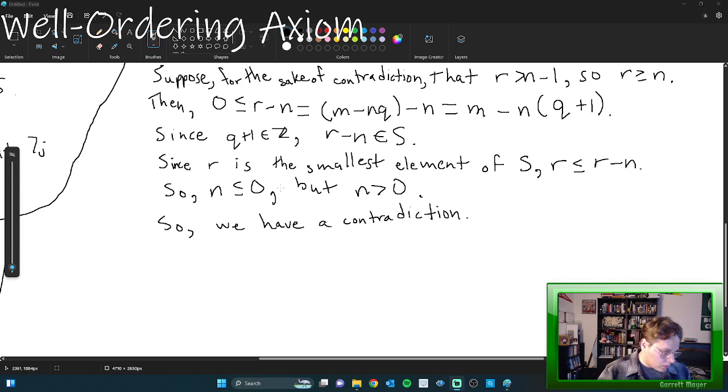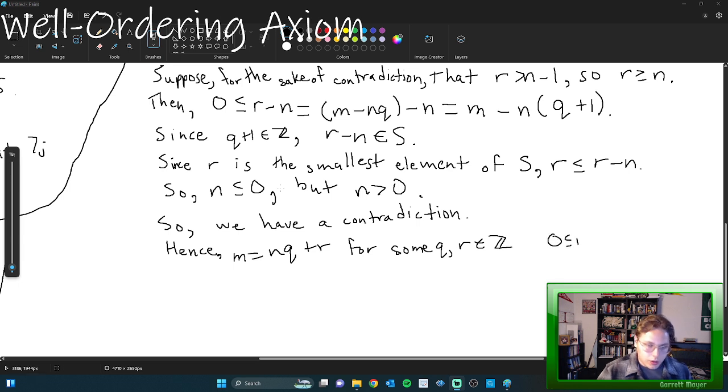As a result, we've basically proved existence here. So hence we've shown that m equals nq plus r for some q, r in the set of all integers, where 0 is less than or equal to r is less than or equal to n minus 1. So we've shown that these exist, but we haven't yet shown that they're unique. How can we show that these are unique? So let's look at uniqueness next.